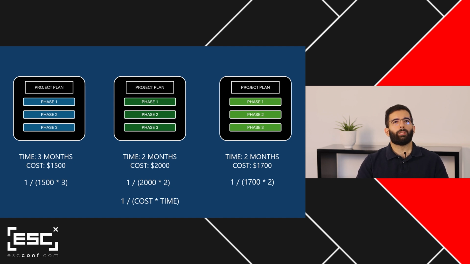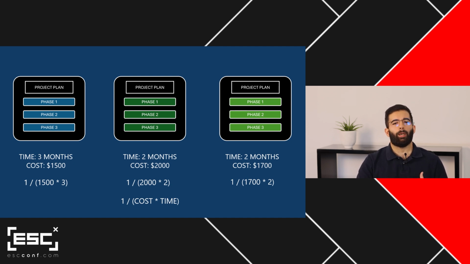So this equation, 1 over cost multiplied by time, is going to be specific to our scenario, our project plans. For a different interpretation of a GA, we may have different variables. We may come up with a different equation. These are different for every problem. We call this equation a fitness function. And this is how we use a fitness function to perform fitness evaluation.